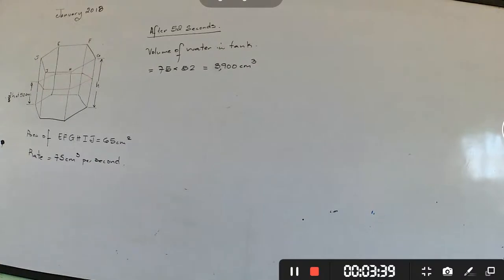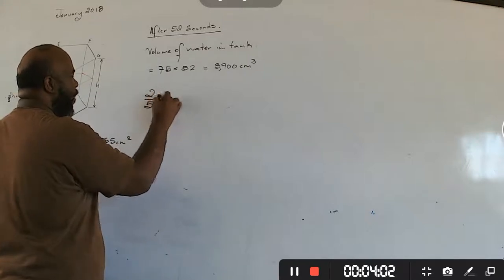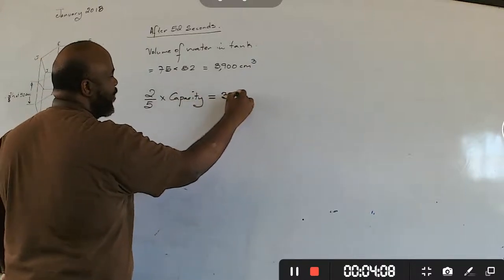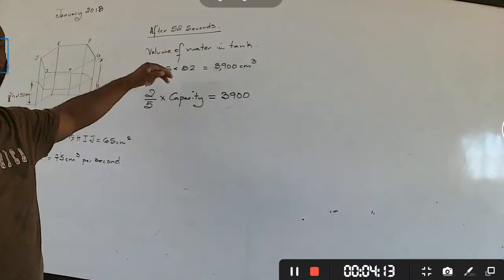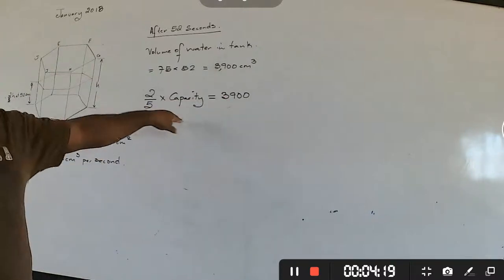So how much water is in the tank till then? The 3,900 centimeters cubed is what fraction of the capacity of the tank? 2/5. So can I say that 2/5 of the capacity is equal to 3,900? Isn't that what they said? After 52 seconds, the amount of water in the tank is 2/5 of the capacity.